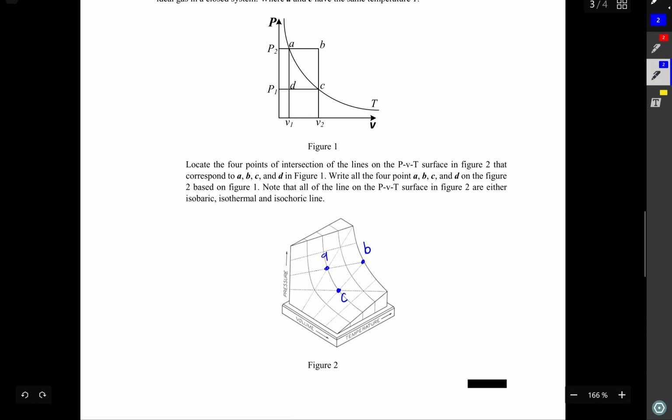Another point we need to satisfy is that A and D should have the same volume. If I put D here, it will not have the same volume as A. If I put D there, it will satisfy the C and D condition, but not A and D. So the intersection point of this line and this line is there. So the best place for D is there. This will be your answer. That's question 3.